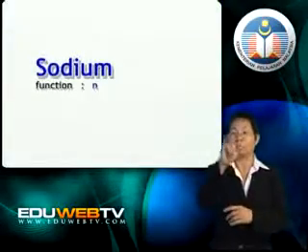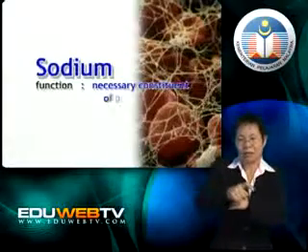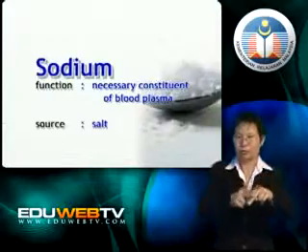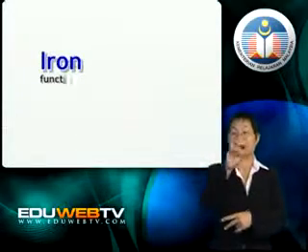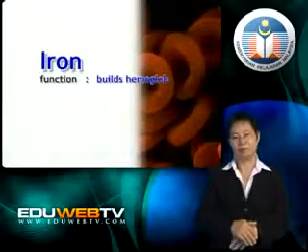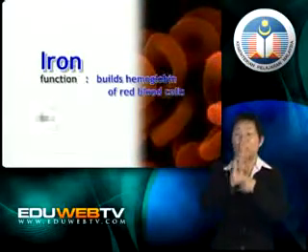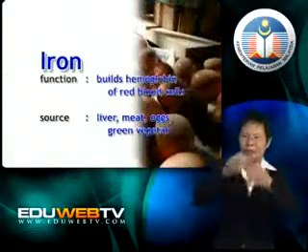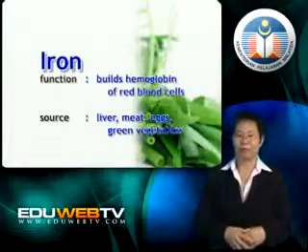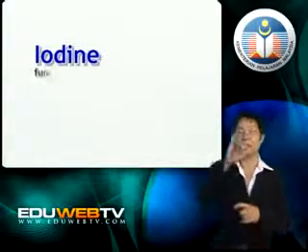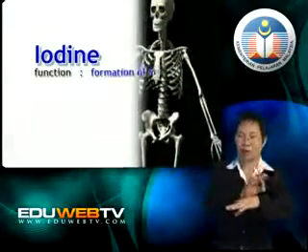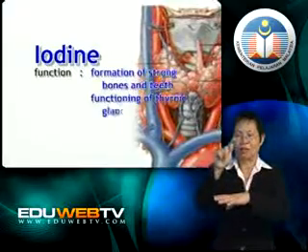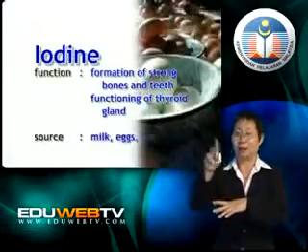Sodium, function: necessary constituent of blood plasma. Source: salt. Iron, function: builds hemoglobin of red blood cells. Source: liver, meat, eggs, green vegetables. Iodine, function: formation of strong bones and teeth, functioning of thyroid gland. Source: milk, eggs, seafood.